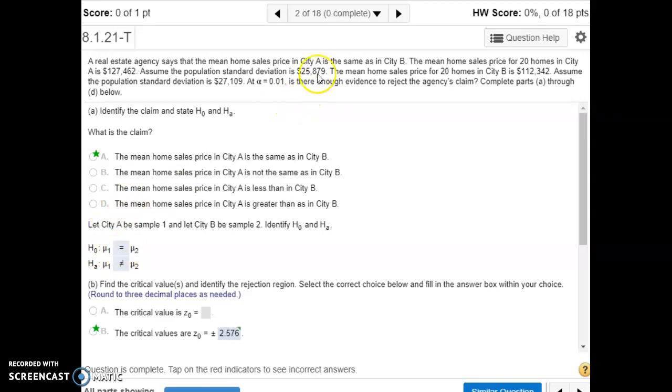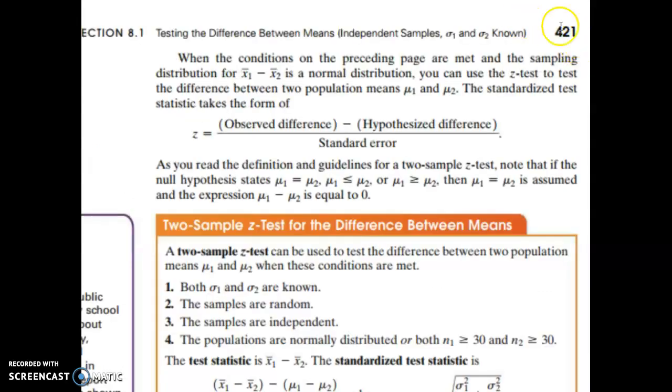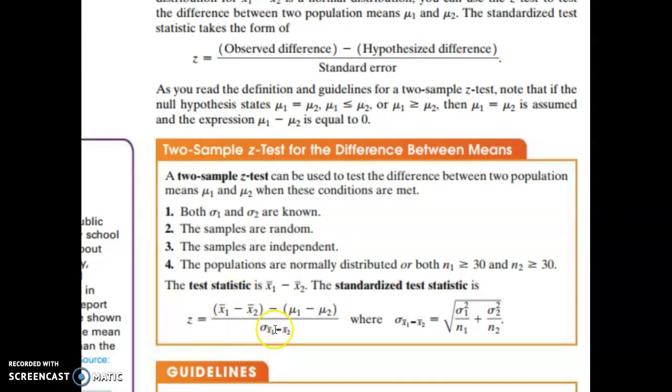So we have two populations, the home sale price in city A and the homes in city B, and we know the population standard deviation of each of these populations. And the samples are independent of each other. There's no relationship between the 20 homes selected in each city. So we can use the normal distribution. We're going to be using this formula right here to calculate our test statistic. And we'll be using the normal distribution also to calculate the critical values.